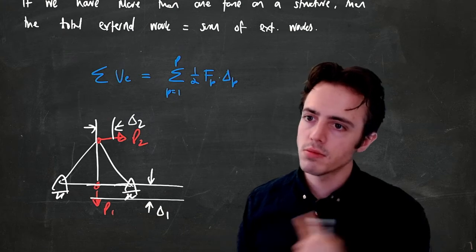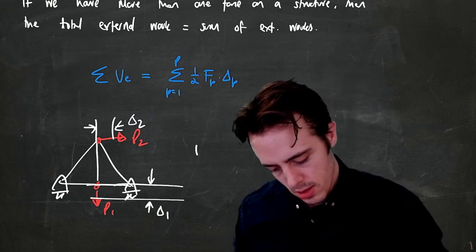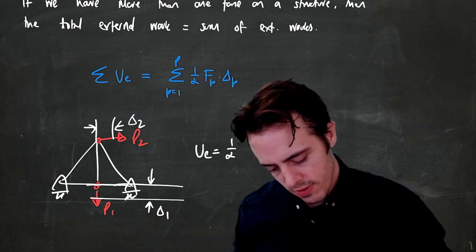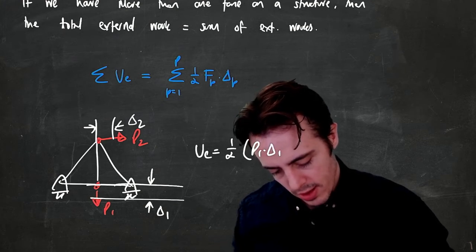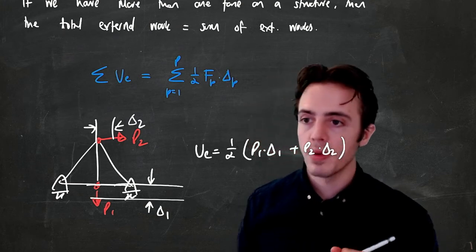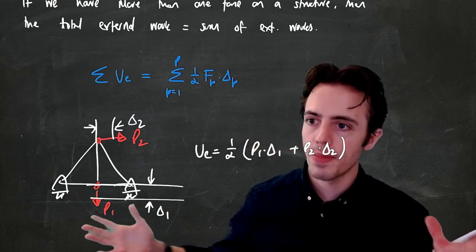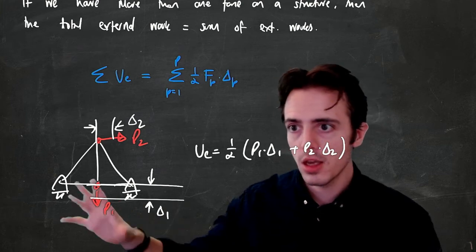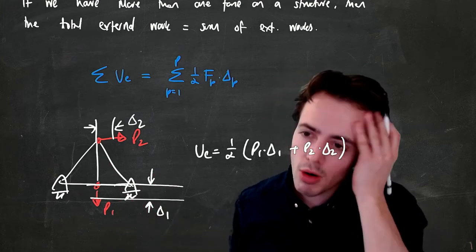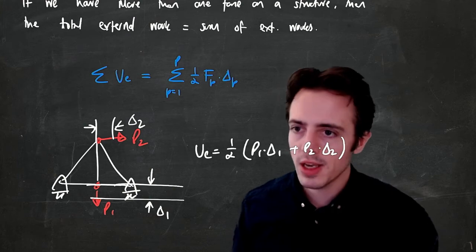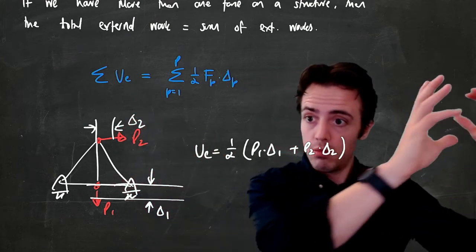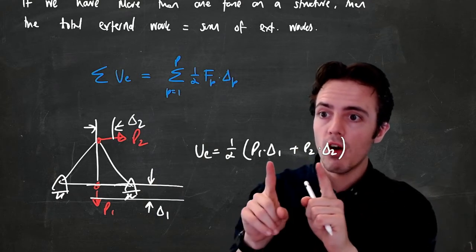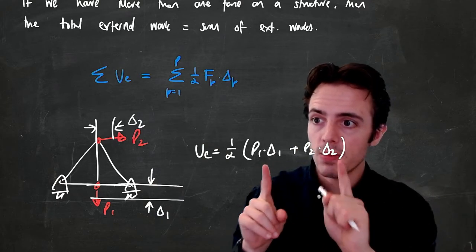So for this structure, the total external work would be equal to 1/2 multiplied by P1 multiplied by delta 1 plus P2 multiplied by delta 2. Pretty easy. Okay, so we've got this idea of how we determine external work, and what I'm hoping you guys are seeing is that once we set this equation up, we do UE is equal to the internal energy. We're going to be solving for these numbers, which are the displacements we want to get.